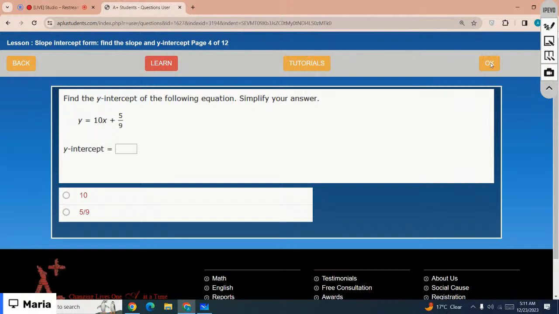The next one is find the y-intercept of the following equation y equals 10x plus 5 over 9. Which is the correct option? The y-intercept of the equation is, yes, that is 5 over 9. So the correct option is 5 over 9. Option number 2 is the correct option. Got it?